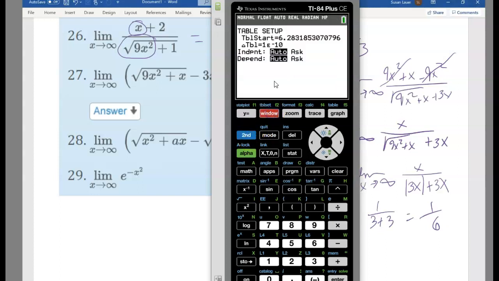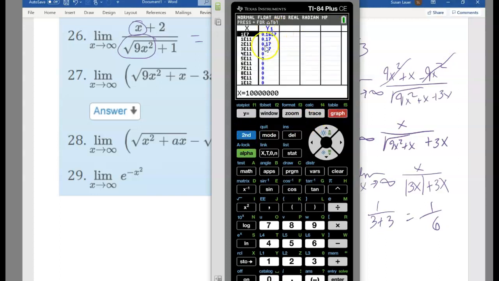I want the second table set, I want the table start to be at something large. And we want the delta table to be large because we want an infinite limit. If you want something around a particular value, then you don't want large values here. You want an infinite limit. So if I look at my table, I would get 0.1667, 0.17, 0.17, 0.17. Then I get unreasonable results here. It's probably that I have my delta table too big. So I'm thinking this is actually my answer, 0.1667, 0.167.